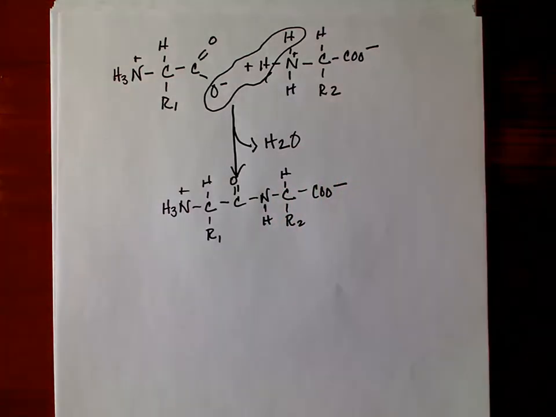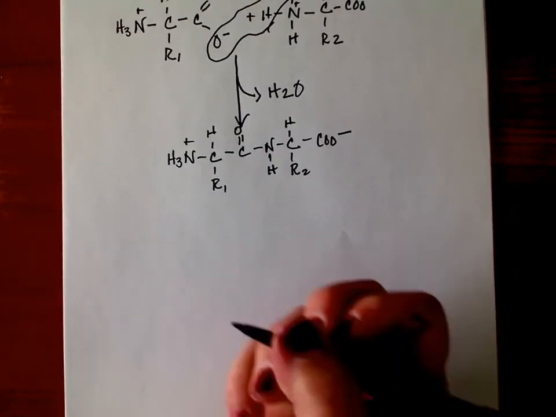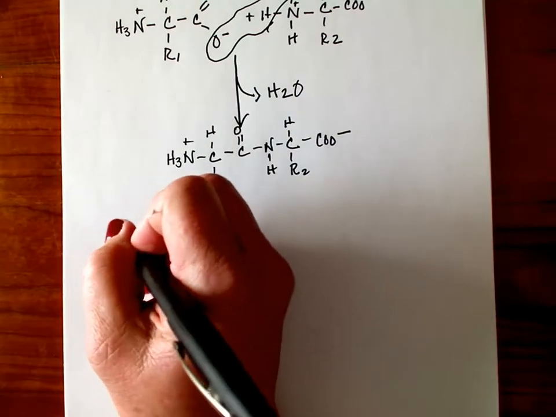So in general, we could call this a condensation reaction. We're condensing two smaller molecules into a larger molecule, in this case a dipeptide. You could also call it dehydration, as we're releasing a molecule of water. And the other reaction we want to look at is disulfide bond formation.